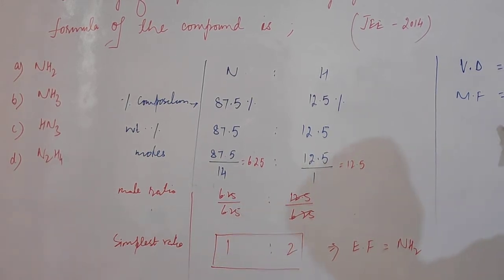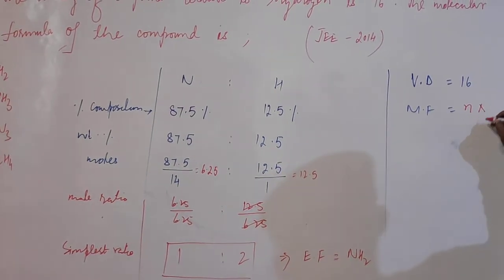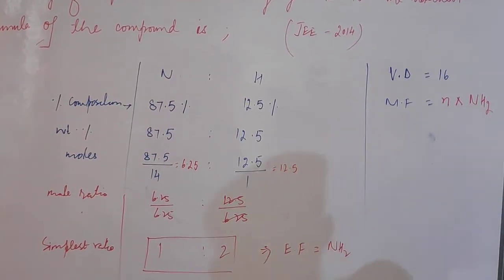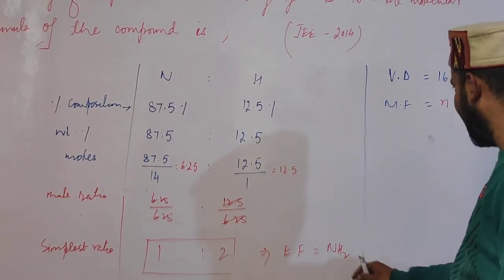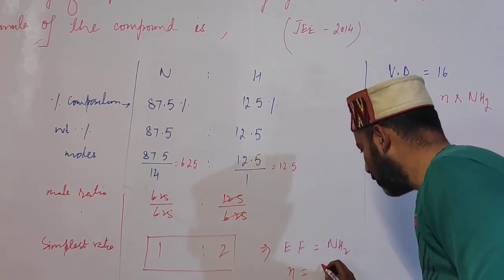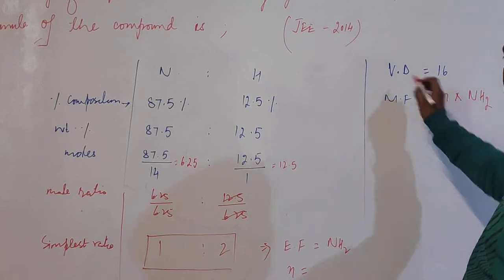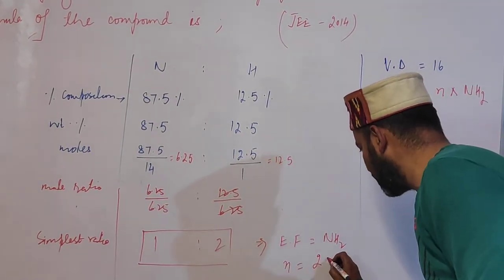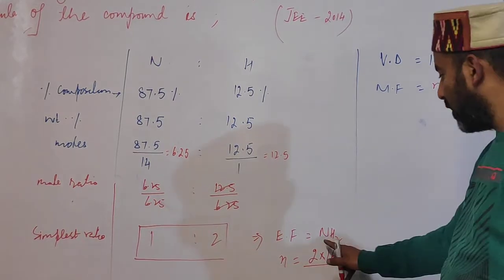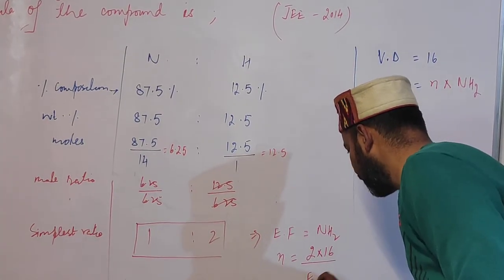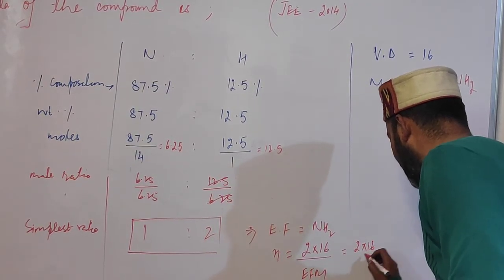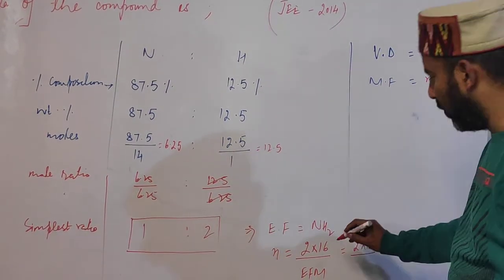Now students, we have to find the molecular formula. And what is the molecular formula? It is an integral multiple of the empirical formula, that is NH2. Now students, how to find n? n is molecular mass divided by empirical formula mass. Since vapor density is given, molecular mass will be twice the vapor density. So this is 2 into 16 divided by empirical formula mass.